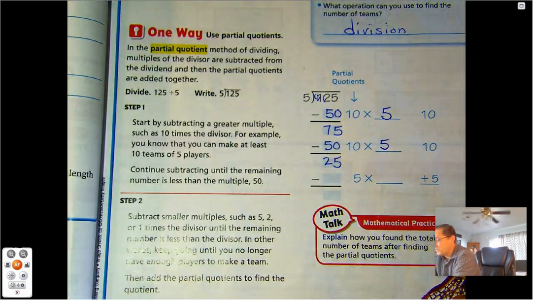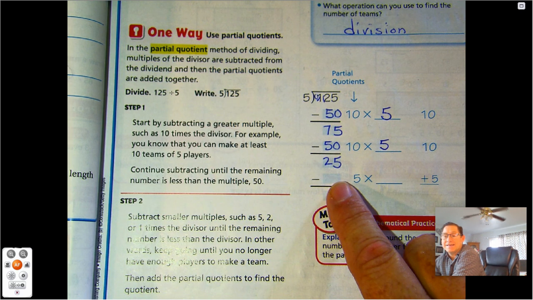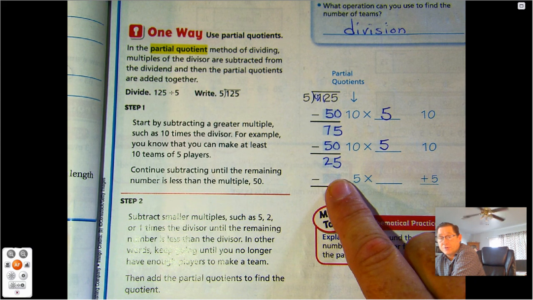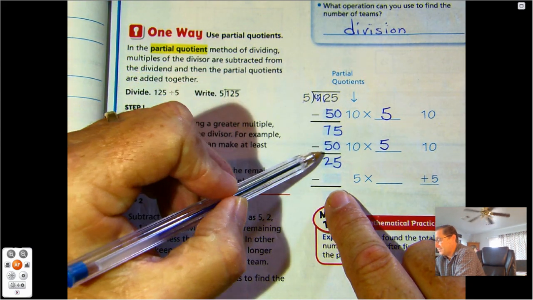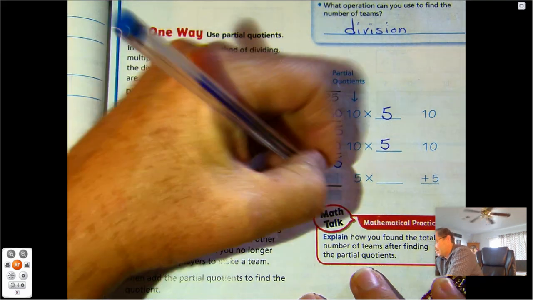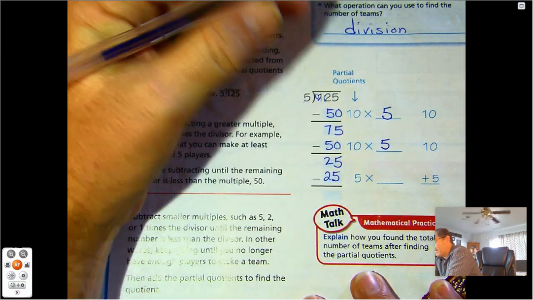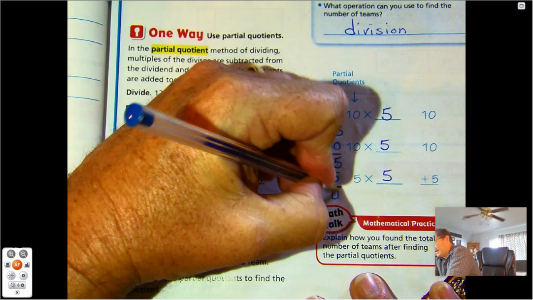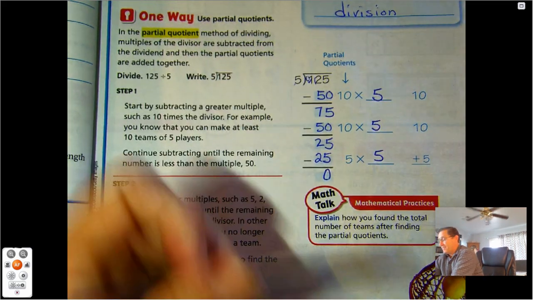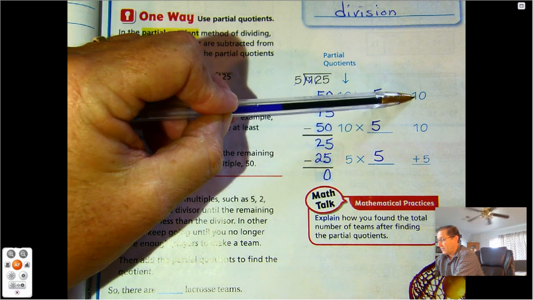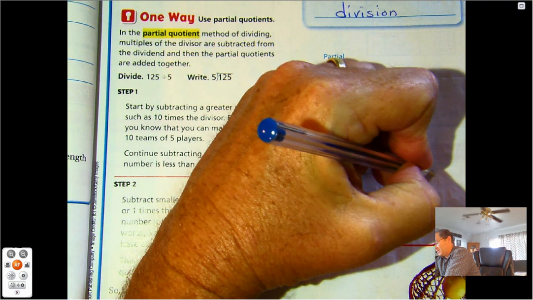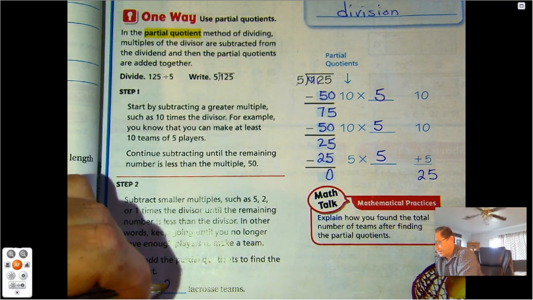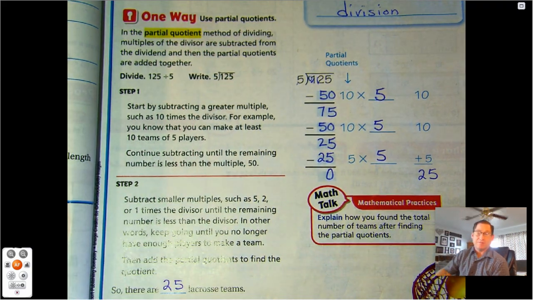Well, now we can't take 10 sets of 5 away again, because now 50 is greater than 25. So is there a factor 5 times something that gives me 25? Yeah, 5. Okay, so I can go 5 times 5 is 25, and that gives me 0. Okay, and then I'm going to add up the partial quotients, which gives me 25. So I could make 25 lacrosse teams.